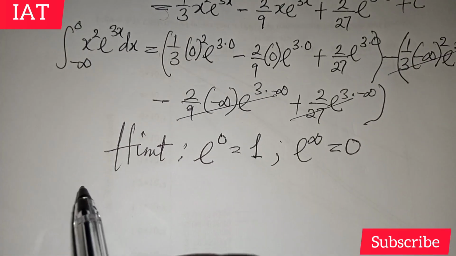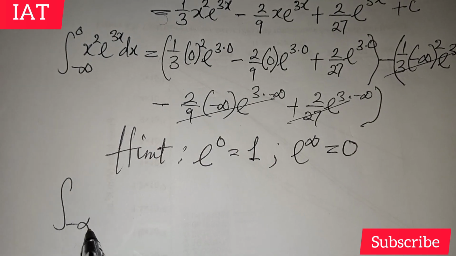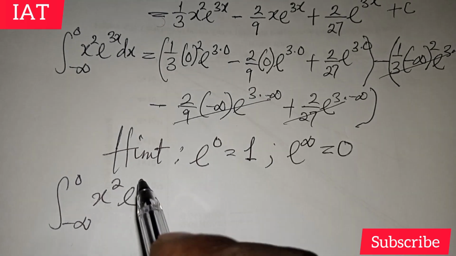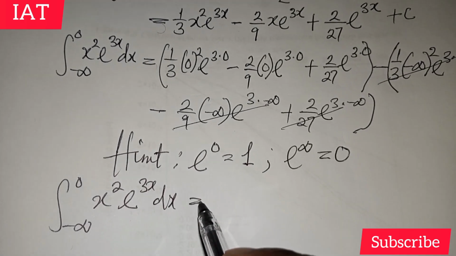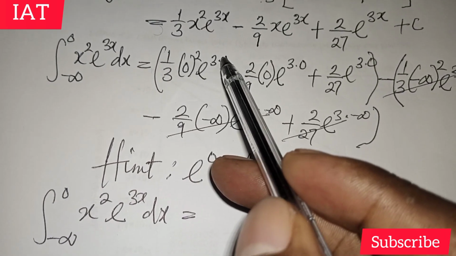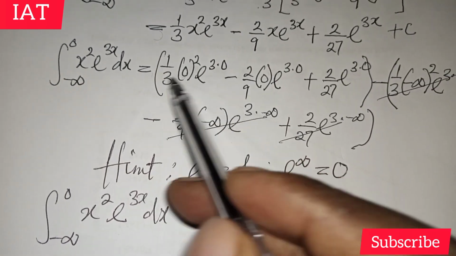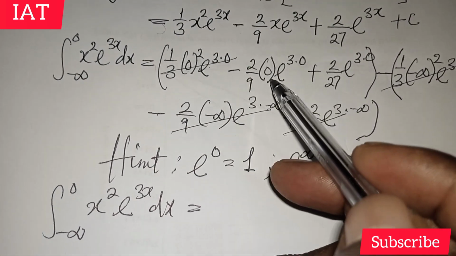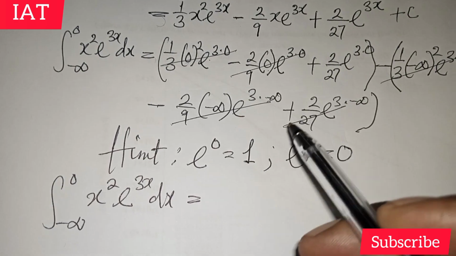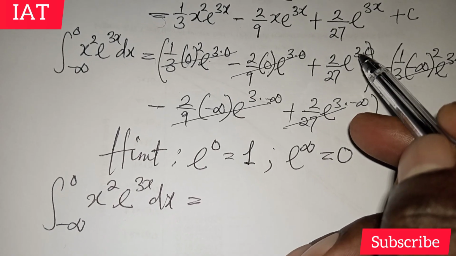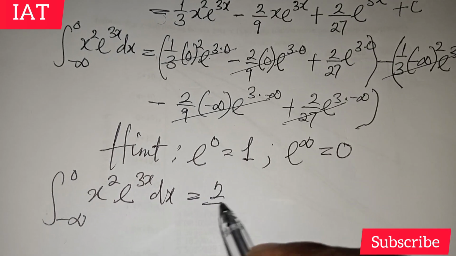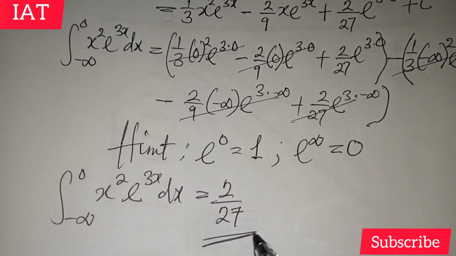Then for the left hand side, we have that negative infinity to 0 x squared exponential 3x dx will be equal to, on this part, 3 times 0 is 0, x to the power of 0 is 1, but here is 0, 0 squared is 0, 0 multiplied by anything makes it 0. Similarly, for the 0 to be here, if it multiplies everything here, it will be 0. Here we have 2 over 27 exponential, 3 times 0 is 0, exponential 0 is 1, and 1 times 2 over 27 is 2 over 27. So here is the solution to this problem.